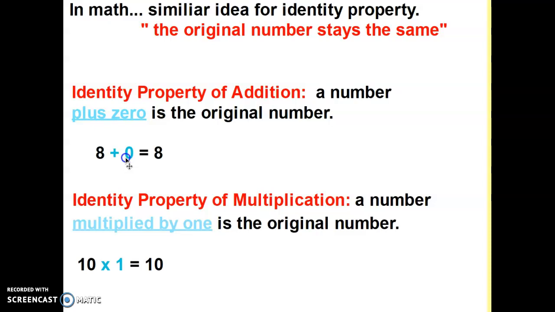Now, when we're looking at multiplication, if we multiply by 0, we'd end up with 0. So that doesn't work. So identity property of multiplication says a number multiplied by 1 stays the same. So, for example, our math example here, 10 times 1 is still 10. So again, identity property takes the original number and has it stay the same. If we're looking at addition, we're adding on 0. If we're looking at multiplication, we are multiplying by 1.